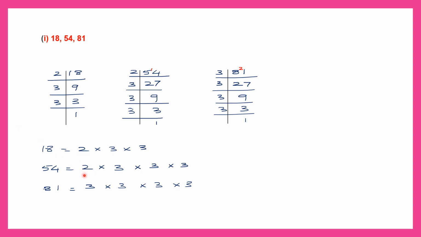Now what is common? We have 2 and 2, but here we don't have a 2. So 2 is not common. Let's take 3. Yes, we have 3's here. We have one more 3 here. So let's circle that. So we have circled the 2 3's. That means our HCF is equal to 3 into 3. 3 3's are 9 and this is our answer. The HCF of 18, 54 and 81 is 9.